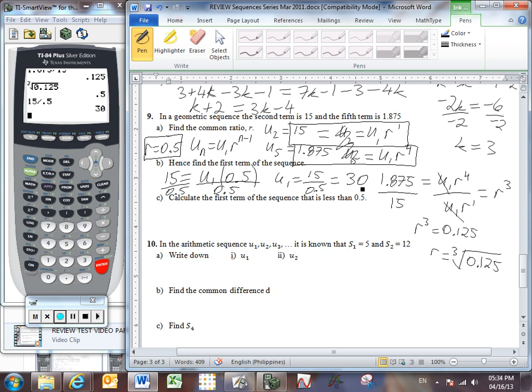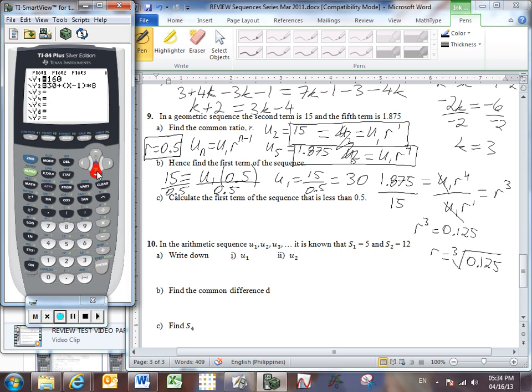And C, calculate the first term of the sequence that is less than 0.5. So we've got a sequence. I'm just going to put this into y equals. We've got a sequence whose first term is, we worked out, 30. And it's always multiplying a common ratio of 0.5 raised to the power of x minus 1, like any other geometric sequence. So I'm going to now look at the table of values, and I want to find out when are we first less than 0.5. And I can see that that happens for the first time on row 7.